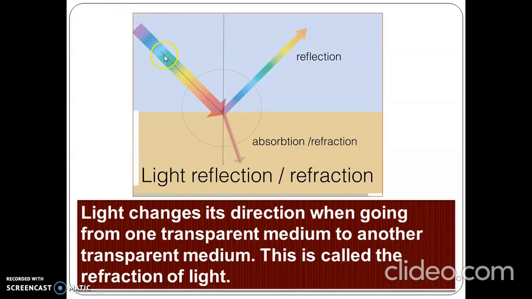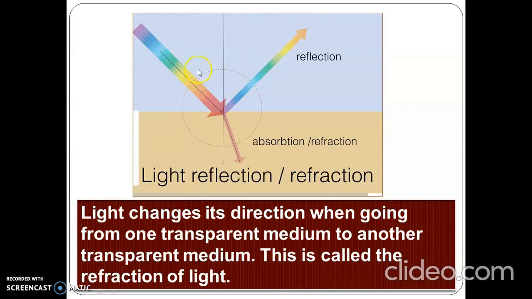Okay, so the direction of light changes when it goes from one transparent medium to another transparent medium. In this diagram you can see both a reflection and a refraction. This is my original ray of light. This is bouncing, that is a reflection.